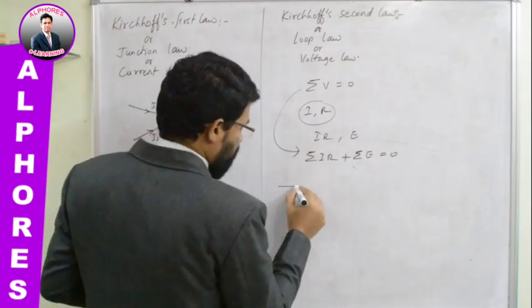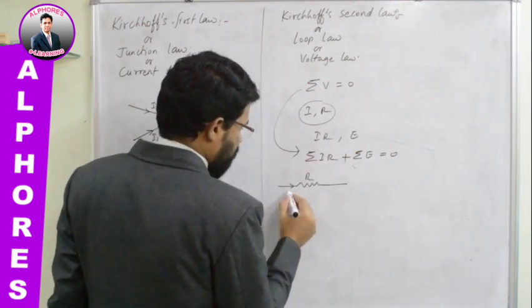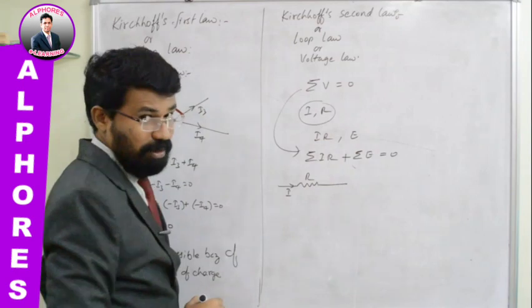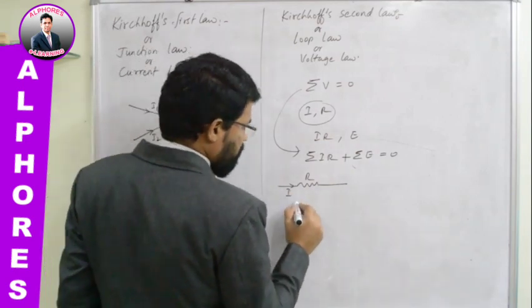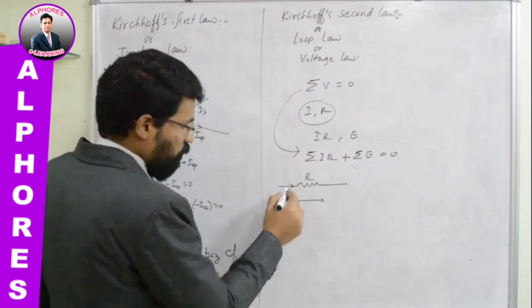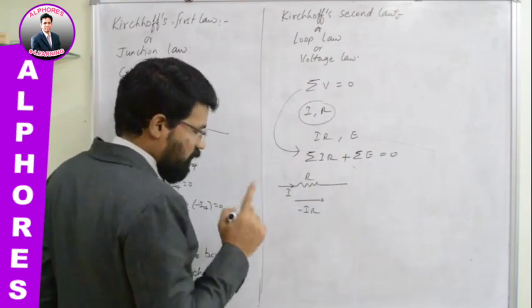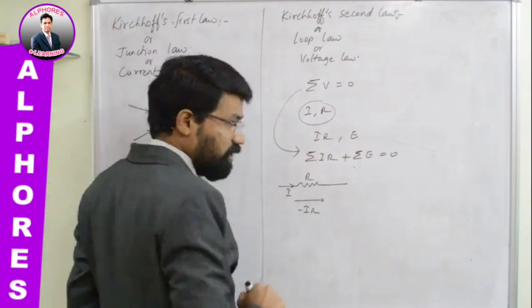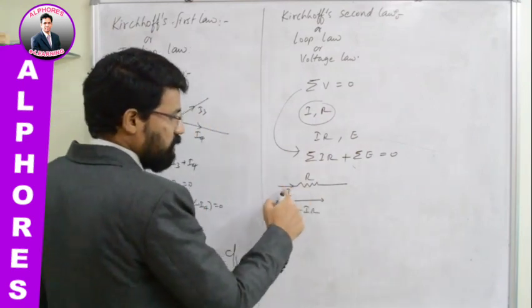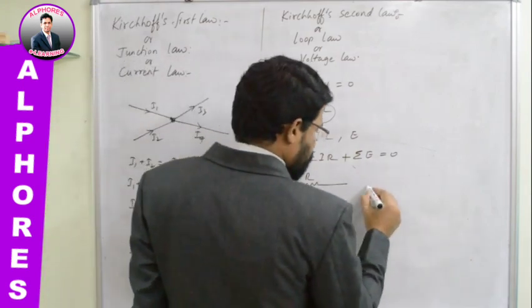For example, if you have a resistor like this, let us say the resistor is R, and a current I is flowing through this resistor. If you are tracing the circuit along the direction of the current flow, then the potential drop across this one will be taken as minus IR. Remember, children, if you are tracing the circuit along the direction of current, the potential drop across this resistor will be taken as minus IR.